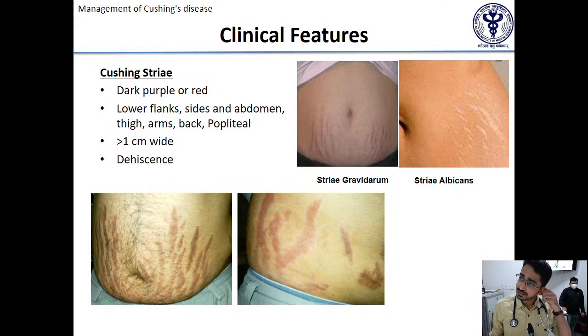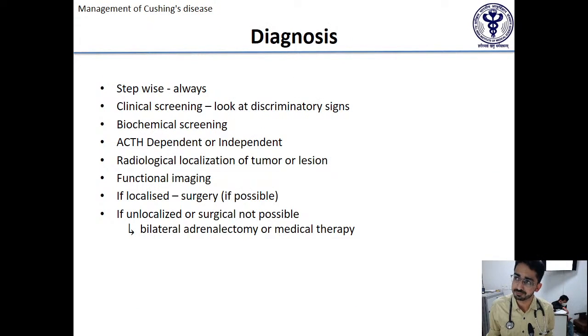One of the classical stigmata of Cushing syndrome that we see is the Cushing striae, which are defined as having a purplish or reddish hue on the lower flank, sides, thighs, arms, and the popliteal folds, which are classically more than a centimeter wide and are dehiscent on examination. These need to be differentiated from striae gravidarum, which are not that wide, and they usually have a reddish hue, and striae albicans, which have a whitish hue, and both of these are physiological findings and not to be confused with the classical Cushing striae.